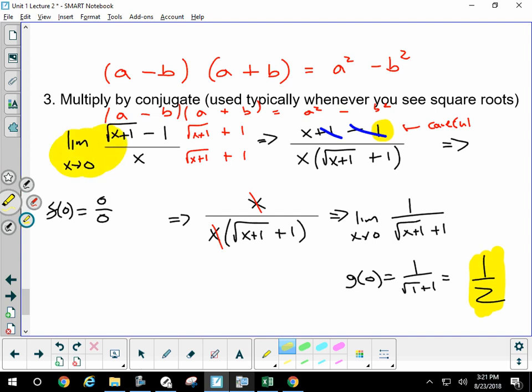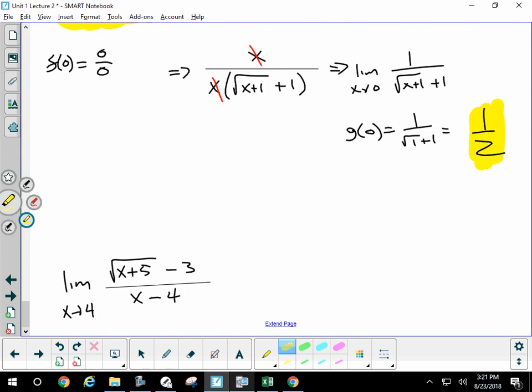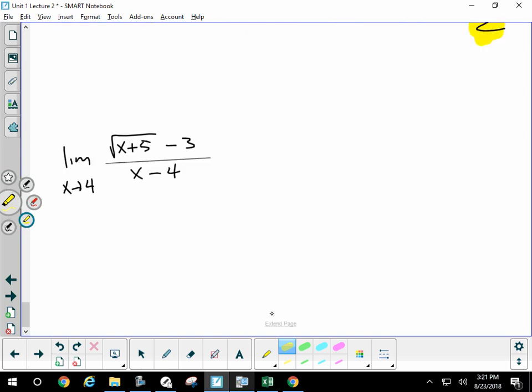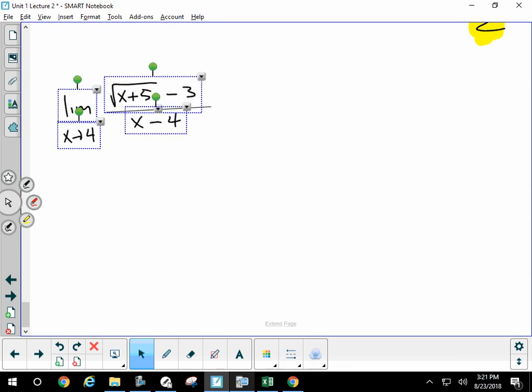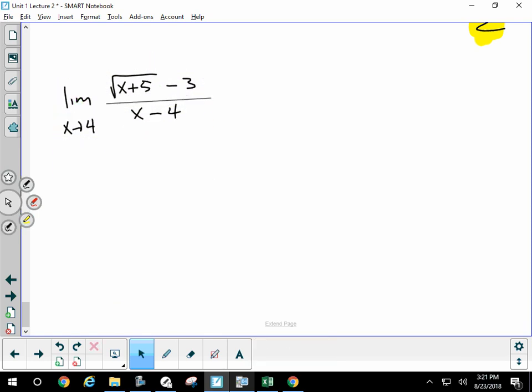All right, do the next one. Remember, conjugate so that you get a squared minus b squared. Make sure you're squaring the b. Squaring both of the terms.